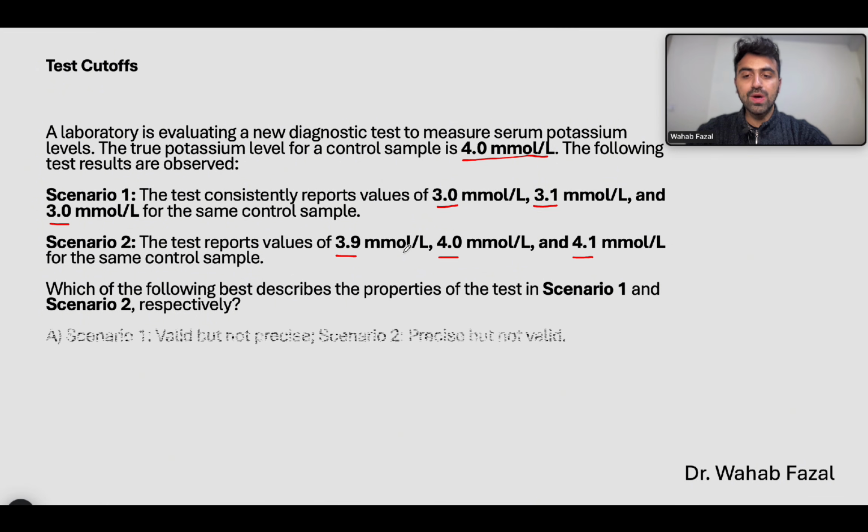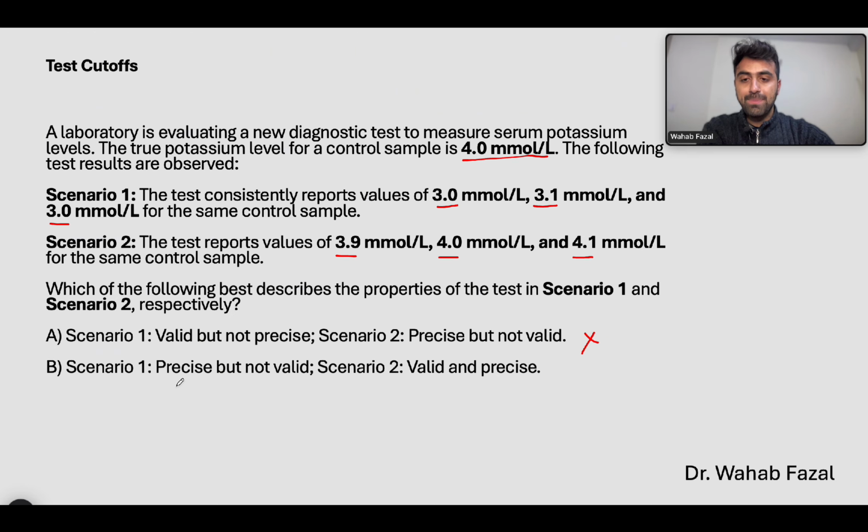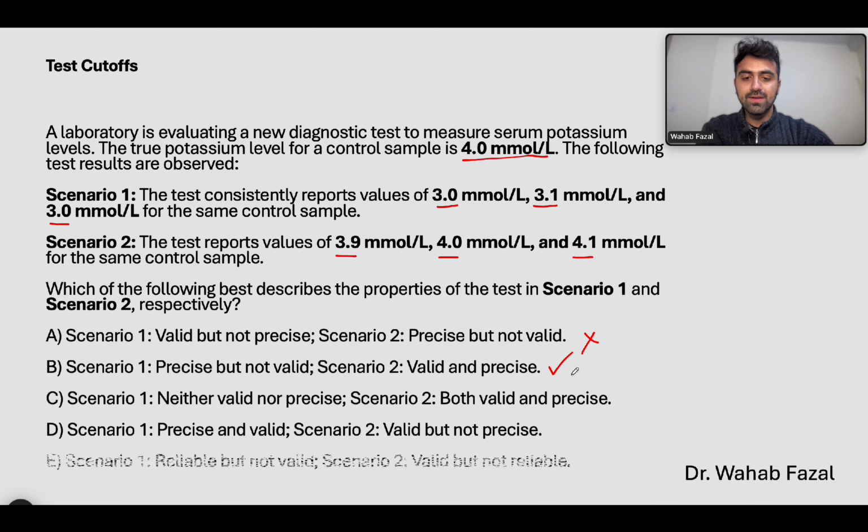So let us go through our options now. Our first, scenario 1, valid but not precise. Well, this was precise and not valid. So A is clearly wrong. Precise but not valid. Okay, this is correct. Valid and precise. Okay, this makes a lot of sense. So our correct option is B. Scenario 1, precise but not valid, and scenario 2, valid and precise. Very simple, very easy, validity and precision in a nutshell.